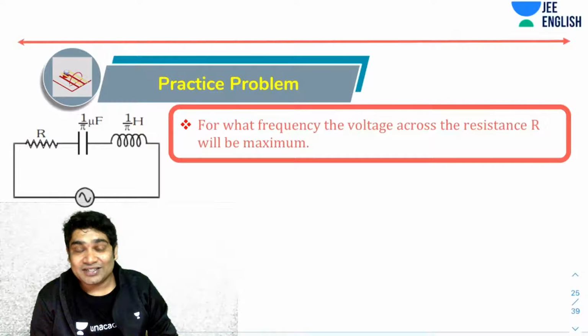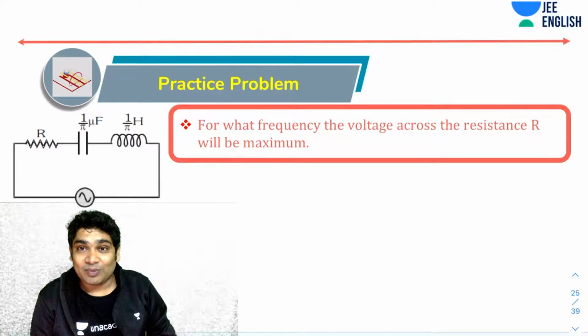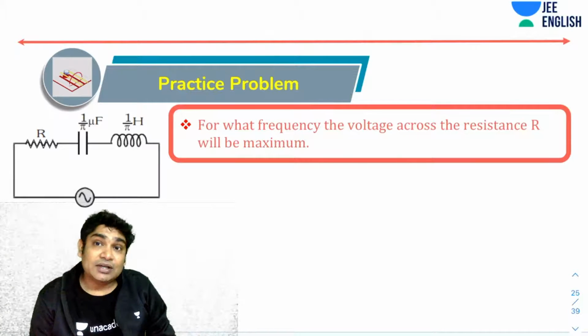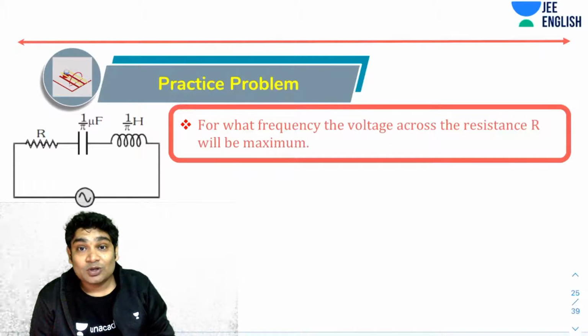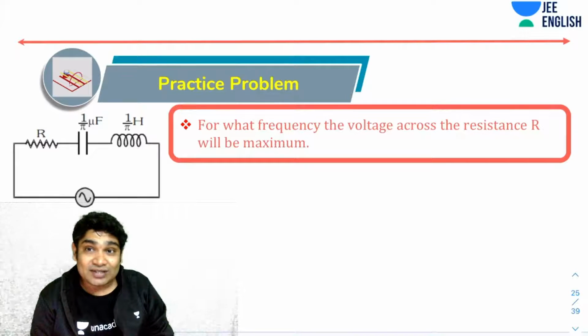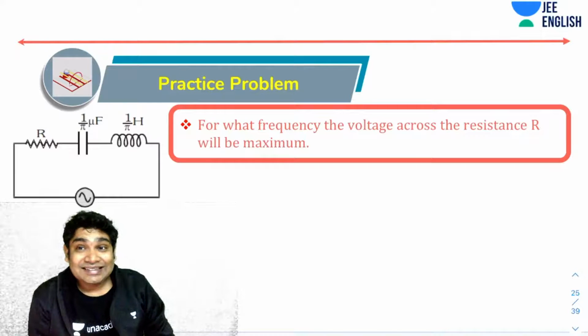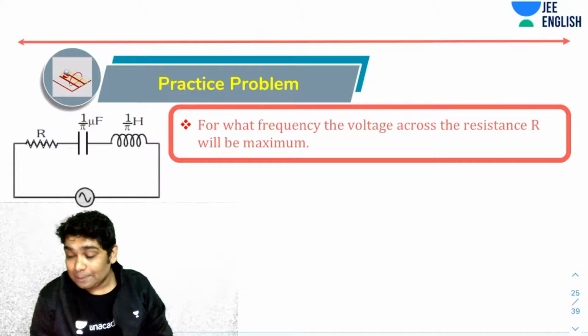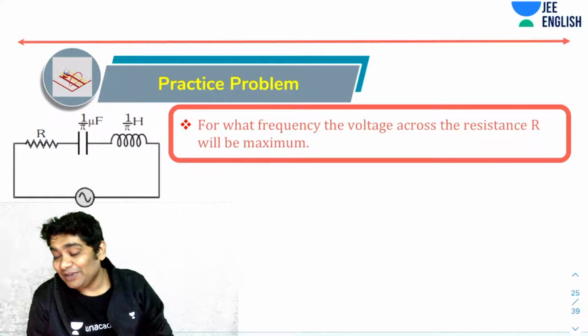Let's just go over a couple of questions for practice. This is one question that we have. For what frequency will the voltage across the resistance R be maximum? What should be the frequency of the source for which the voltage across the resistance will be maximum? This is very easy to see again. I hope you will be able to solve this.